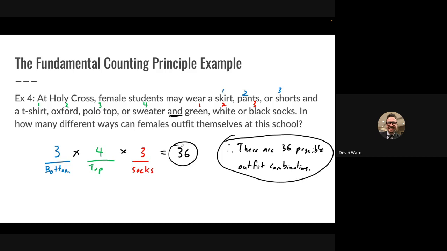Okay. So what we want to do is break down each event. In this part, we're going to look at the bottom half of the uniform, the top half of the uniform, and the socks for the uniform to see how many different ways they can form an outfit combination using the school uniform.